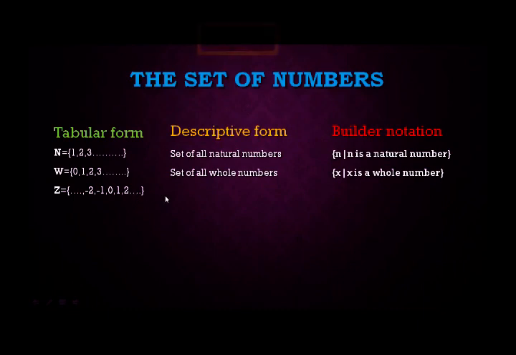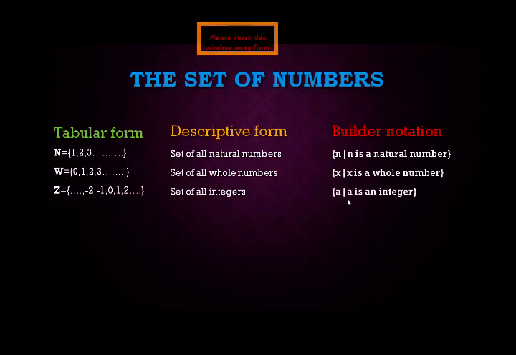How will we write it in the descriptive method? Set of all integer numbers. Again, I'm repeating: when we don't have the last point or last element, we use "all". So this is the set of all integer numbers. Builder notation: A such that A is an integer.